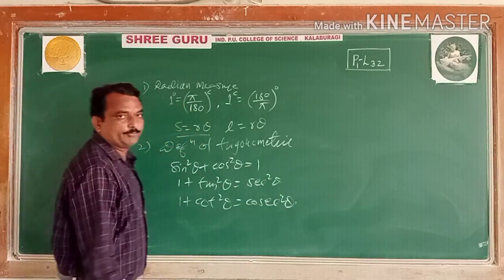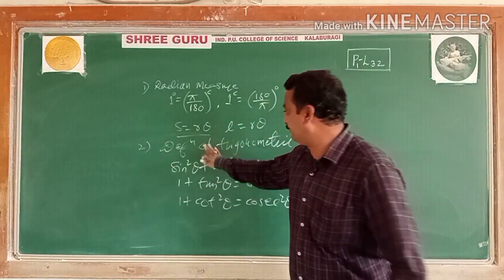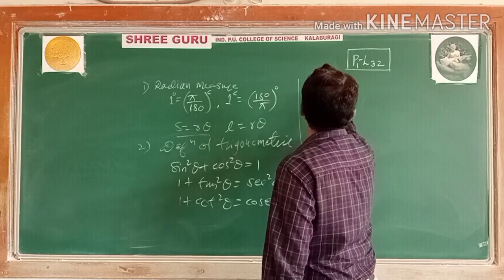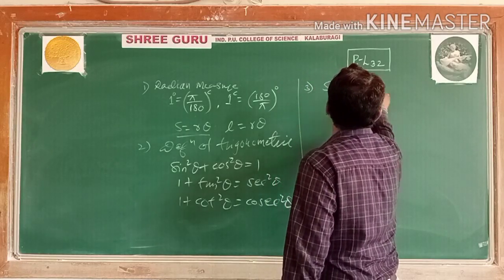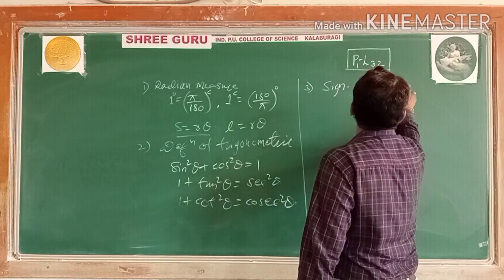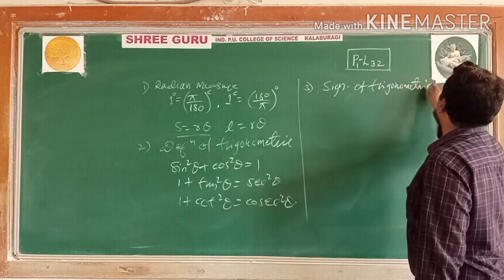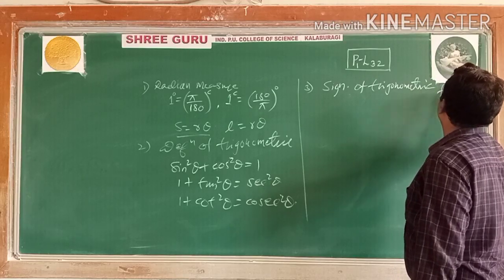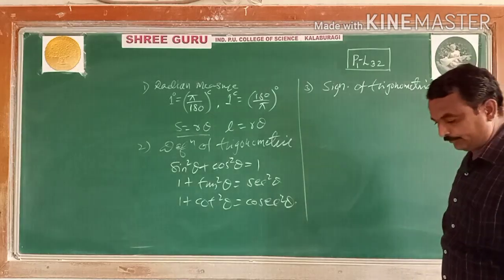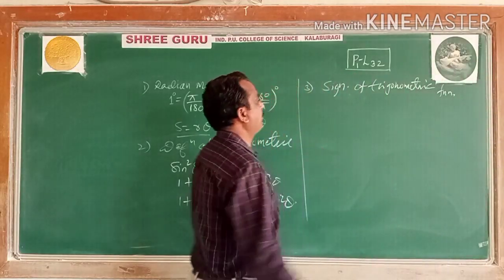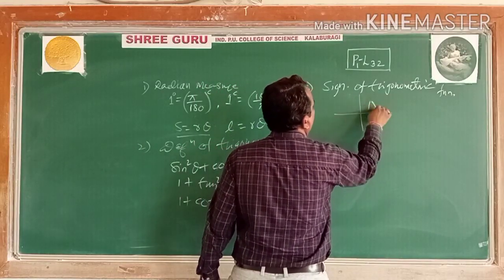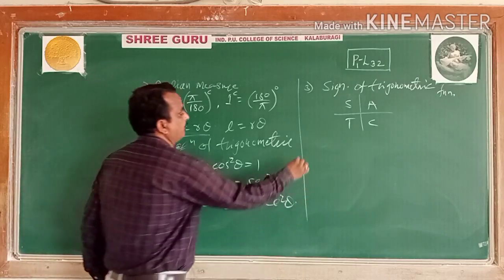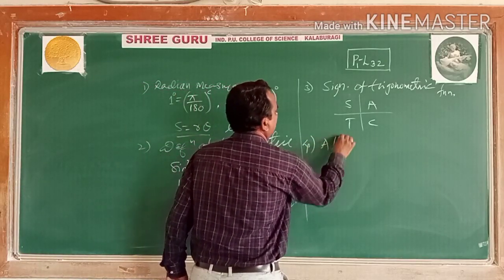The next, after the definitions and these 3 identities, we have come across the sign of the trigonometric functions. Briefly here I am recalling the sign of the trigonometric functions, where positive and where negative. This ASTC rule we have gone through. Then next, after this, allied angles we have studied.